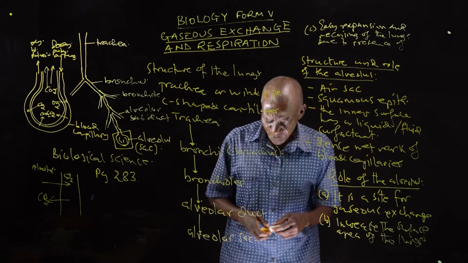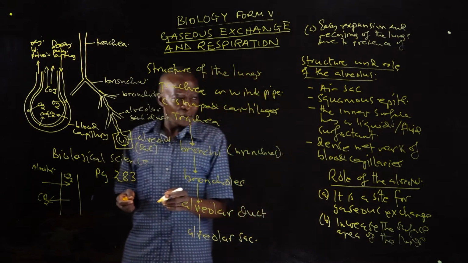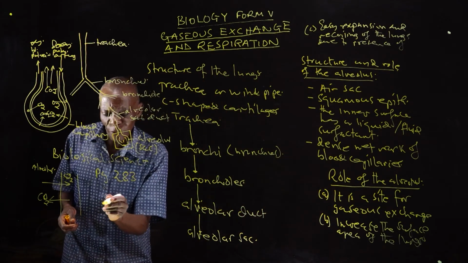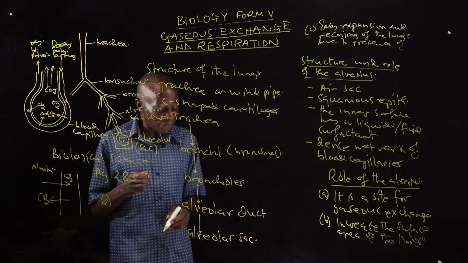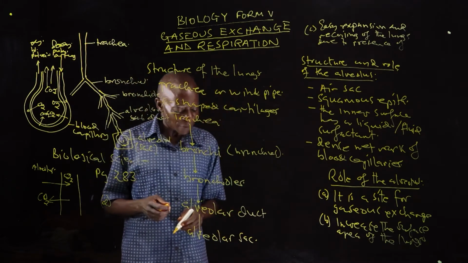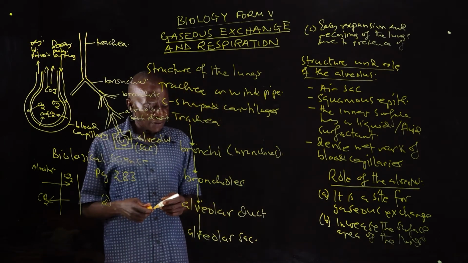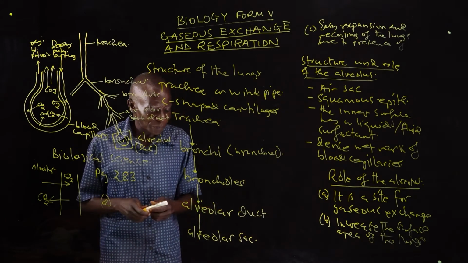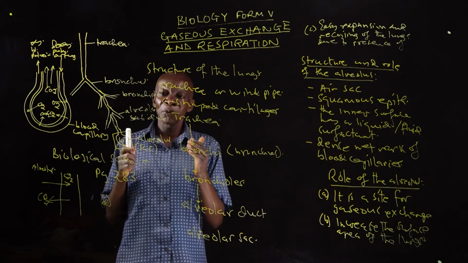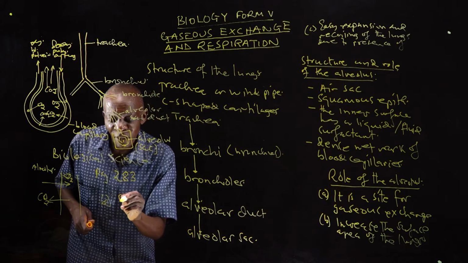But also, the fourth function is that there are special cells in the alveolar walls. These normally produce a chemical substance called surfactant.